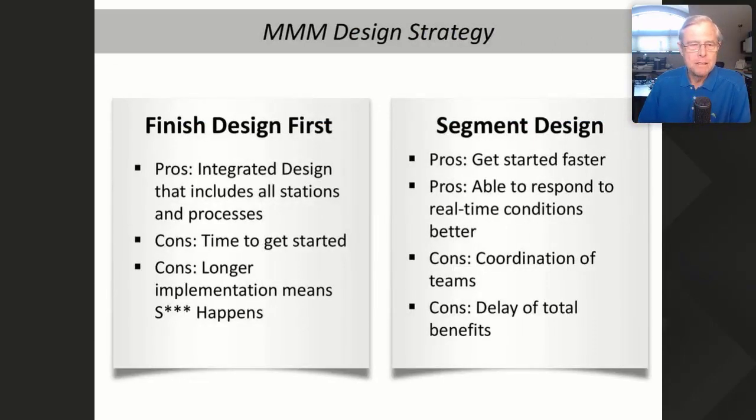Okay. Now, there are a couple strategies, 2 different strategies we can take in terms of getting this launched. First one is, let's say we have an assembly line as an example. Should we finish the entire design first and then implement it in pieces? Well, that's an option. You include all the stations, all the processes in an initial design, but then you don't implement it except in those pieces. That would ensure that everything's integrated, right? Because you're looking at everything at the same time.